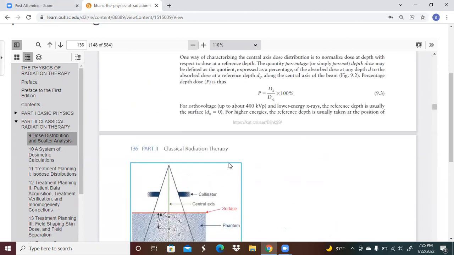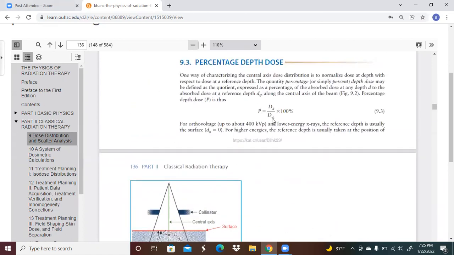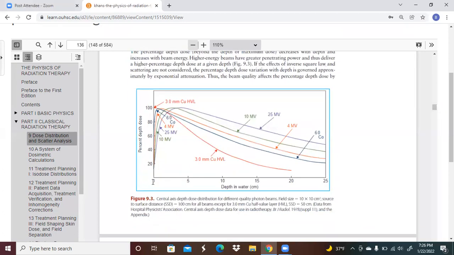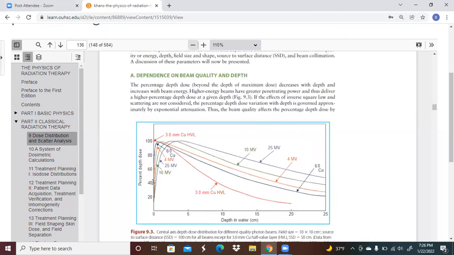And therefore, if you take this particular formula and interchange the positions of those two items, then Dmax is going to be equal to the depth dose of interest divided by PDD, or your percent depth dose, times 100%. So the parameters that are going to affect this are beam quality, energy, depth, field size and shape, source to surface distance, and the beam collimation. So now we're going to go through some of those quantities.